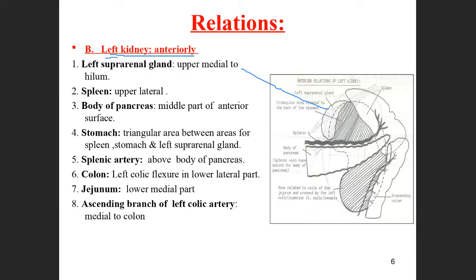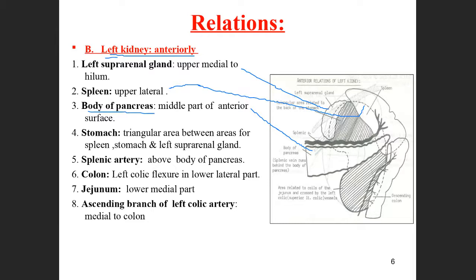Next one is the organ. On the right side, it is related to the liver, whereas on the left side, it is related to the spleen. Okay. So this is one organ. And the next organ, what is this? The next organ is the body of the pancreas. It is related to pancreas. Which part of the pancreas? That is most important here. The body of the pancreas is related to the left kidney.